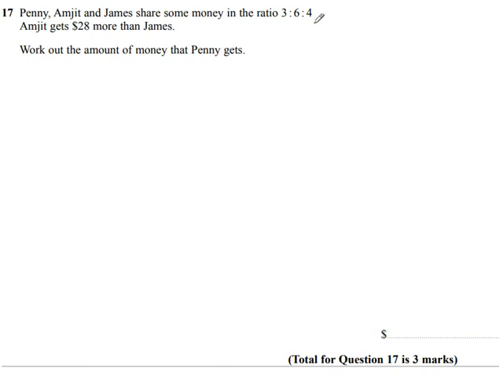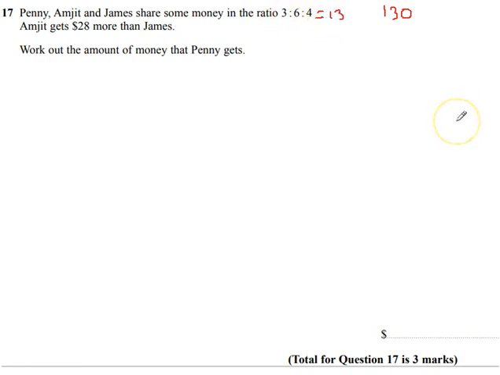So let's first of all remind ourselves, how do we share out in a ratio, just in case that comes up. Let's say we're going to share out £130 into this ratio of 3 to 6 to 4. We're going to add up the ratio, and that's going to give us 13.